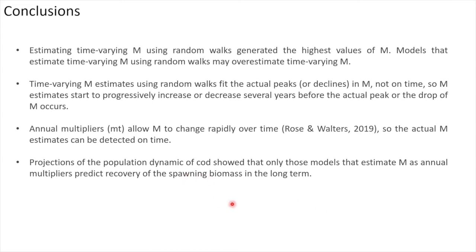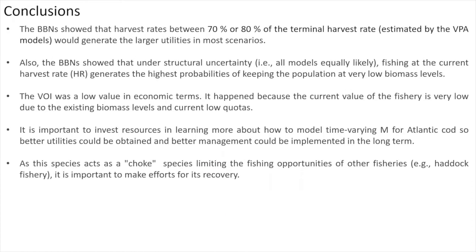A projection of the population dynamics of cod showed that only those models that estimate M as a non-multiplier predict recovery of spawning biomass in the long term. Finally, the VBN showed that a harvest rate between 70% and 80% of the terminal harvest rate could generate the larger utilities in most of the scenarios. Also, VBN showed that under structural uncertainty, for example, where all models are equally likely, fishing at the current harvest rate generates the highest probability of keeping the population at very low biomass levels.